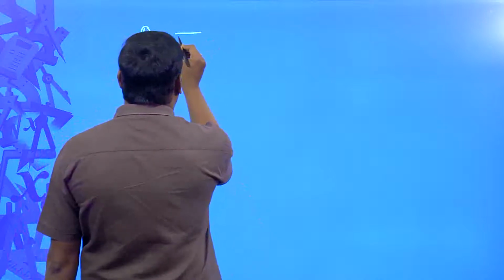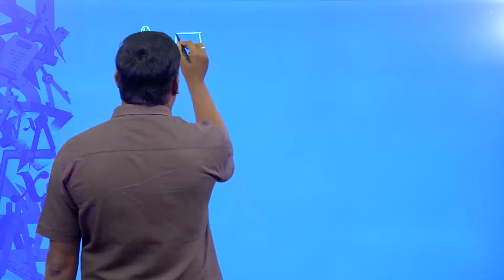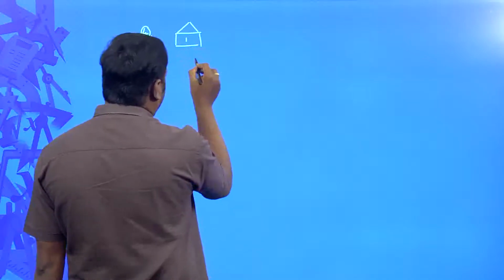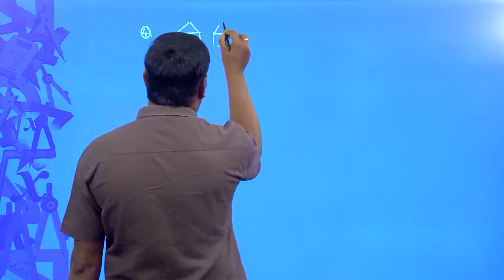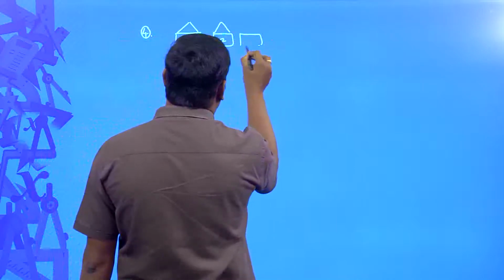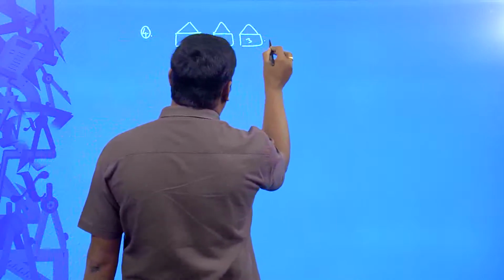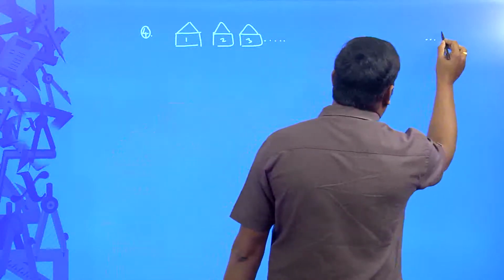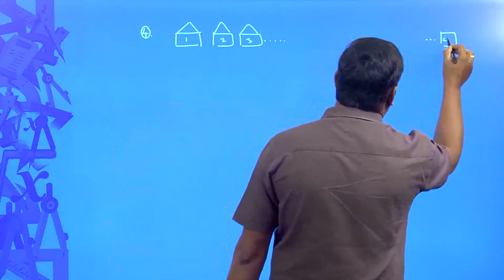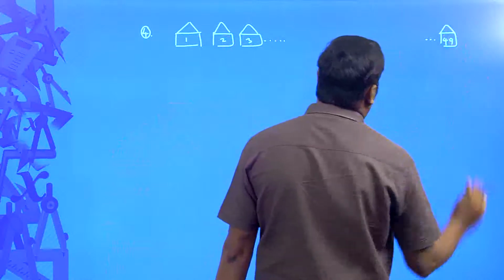So, this is the first house, number 1, and this is the second house, number 2, and this is the third house, number 3. Like that, how many houses are there? We have totally 49 houses. So, this is the 49th house.